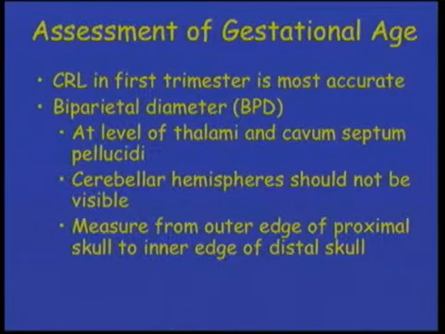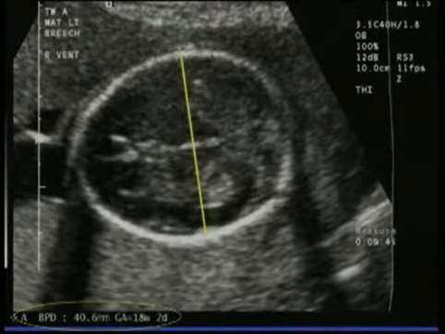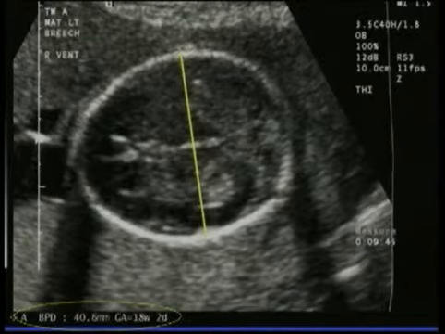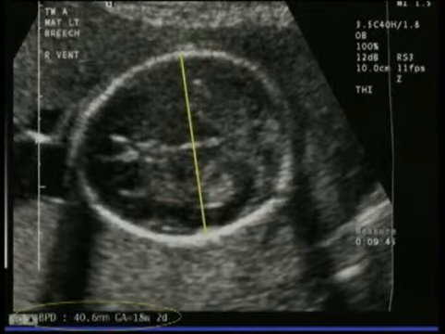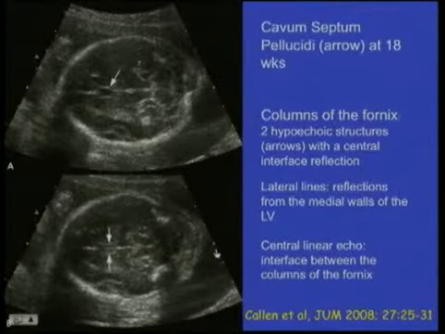The cerebellar hemispheres should not be visible in the biparietal diameter, and we should measure from the outer edge of the proximal skull to the inner edge of the distal skull, as you can see here in this diagram. The cavum is right up over here, and this is the midline falx, and there's leading echo to leading echo.